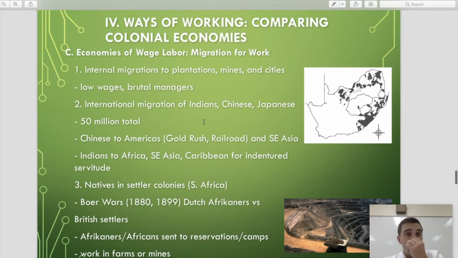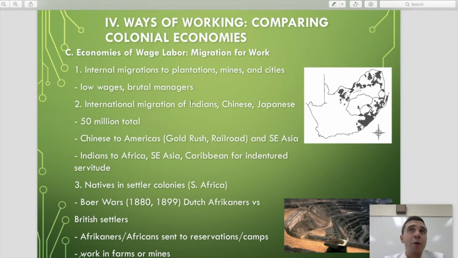So then let's talk a little bit more about migration. Okay, so you have internal migrations to plantations, to mines, or to cities that are growing in Africa at this time. Those migrations, like we said, are going across the continent itself. Oftentimes, you're going to see low wages for those workers, and the management themselves pretty brutal. So while they are going for this job, that doesn't mean that the jobs are great.